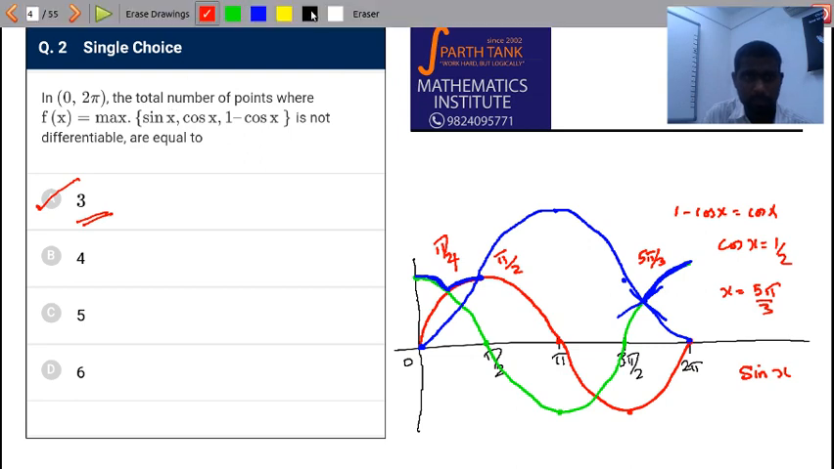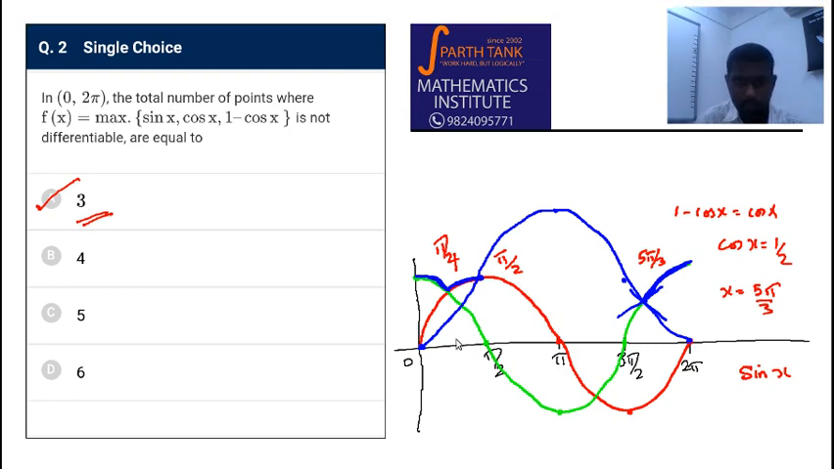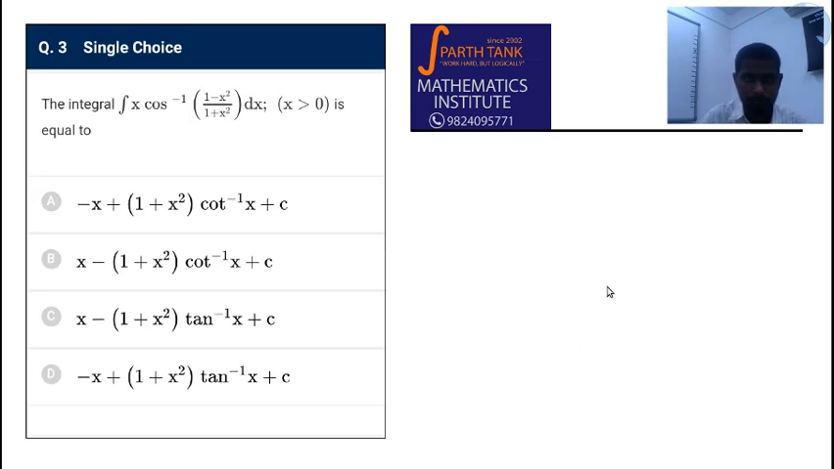if the question was the minimum, then you know that the minimum is this curve in this section, and here it will be this part, and here this part. So the minimum has 2 points that are non-differentiable. The maximum has 3 points that are non-differentiable. The minimum has 2 points that are non-differentiable. Anyways, moving on to the question number 3.